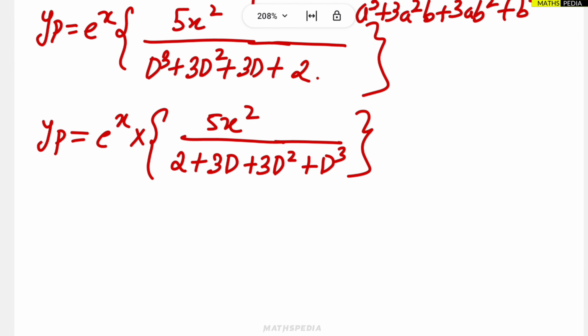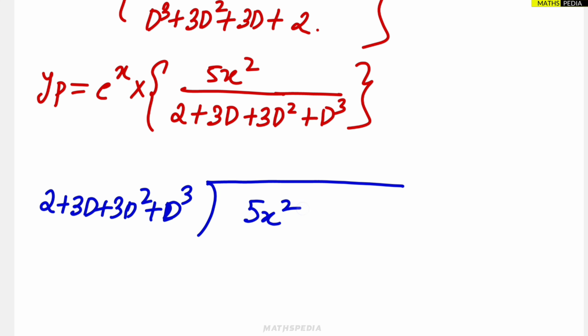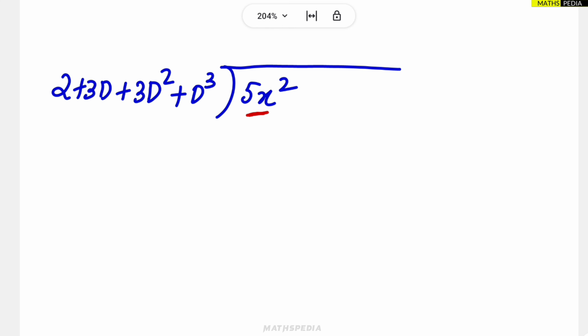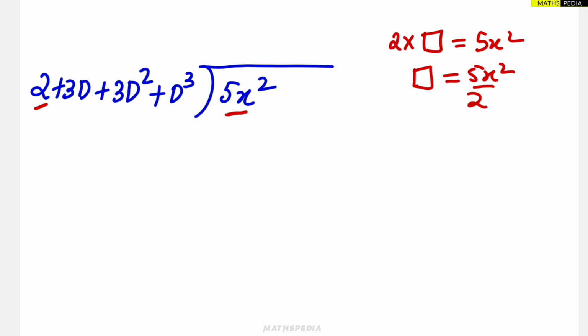Now divide these two. How to divide? Let us see. 2 plus 3d plus 3d square plus d cube, right? Outside, inside 5x square. Now, what is the inside part first element? This first element you have to take. 2 into what will give you 5x square? That element is equal to 5x square by 2. That means when I multiply 5 by 2 x square with 2, I'll be getting 5x square. This is the first part, it is done, right?